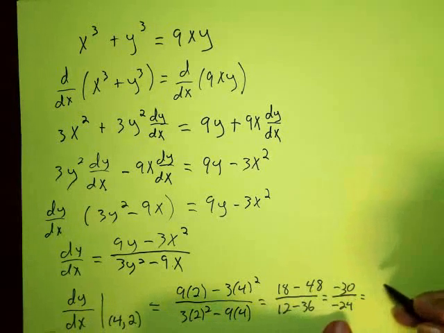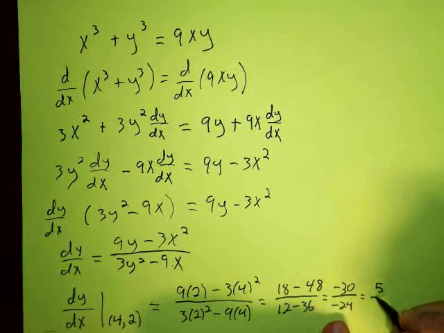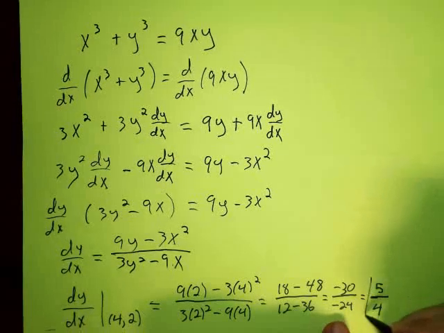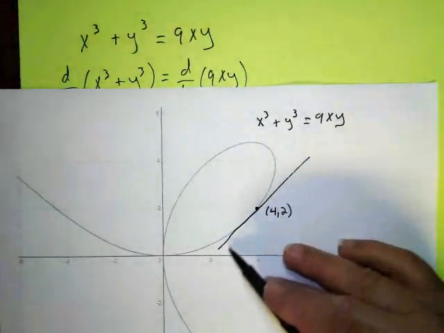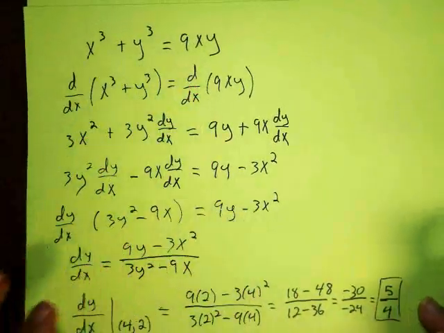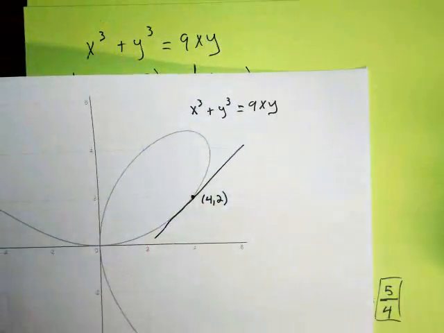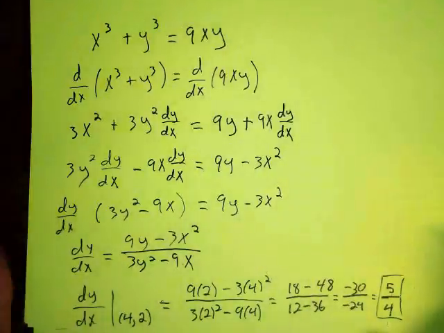And now there's a common factor of 3. The negatives cancel out. Common factor of 6, actually. So that would be 5/4. And so that would be the slope of this tangent line, 5/4. Okay? And so there you go. We can use implicit differentiation to find the slope of the line even to these really strange, interesting curves that are kind of fun. And so the technique is the same.